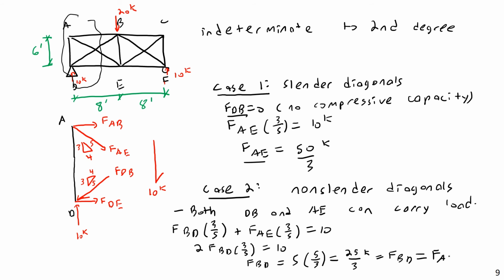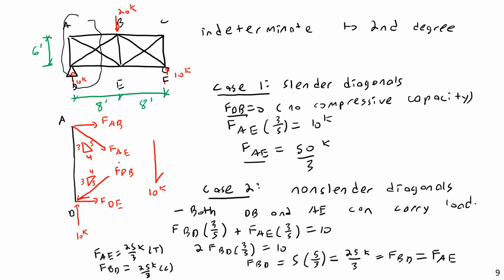That's equal to both FBD and FAE, so both of our members carry the same load. The force in member FAE equals 25 over 3 kips in tension, and the force in member FBD would be 25 over 3 kips in compression. They're going to be carrying equal and opposite loadings such that they both contribute half of the total panel shear.